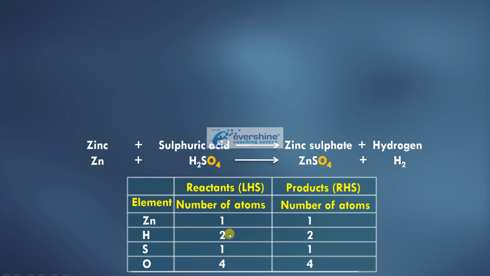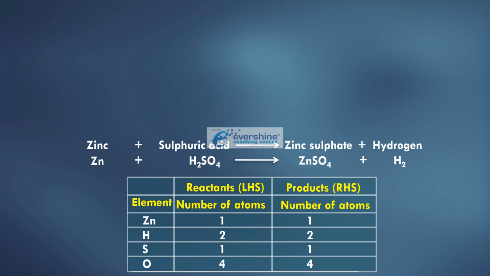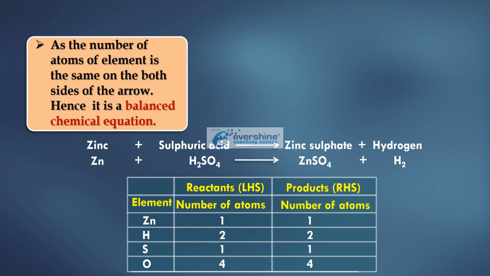Can you add them? 1 plus 2 is 3, 3 plus 1 is 4, 4 plus 4 is 8. So the total mass on the reactant side is 8. Now the total mass on the product side is 1 plus 2 is 3, 3 plus 1 is 4, 4 plus 4 is 8. Now we can say that as per the law of conservation of mass, the total mass on the reactant side is equal to the total mass on the product side. Hence the given reaction is a balanced chemical equation.